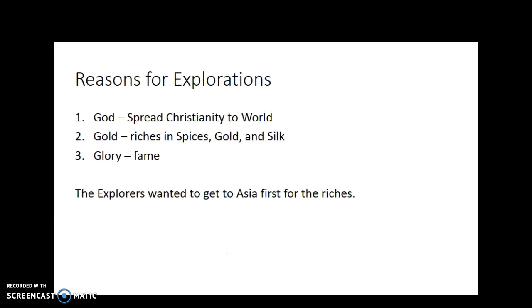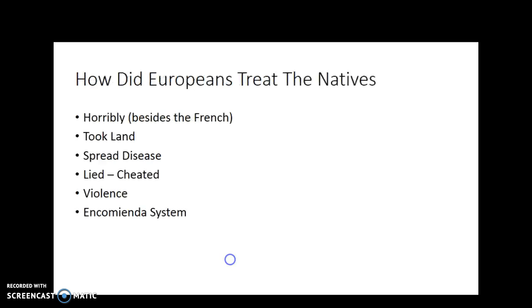Reasons for exploration, we call them the three G's: God, gold, and glory. God is to spread Christianity around the world. Gold was to bring the riches from around the world back to Europe. Originally the riches from Asia back to Europe, particularly India and China. And then glory to get the fame and be well known. Explorers set out across the sea looking to accomplish these things.